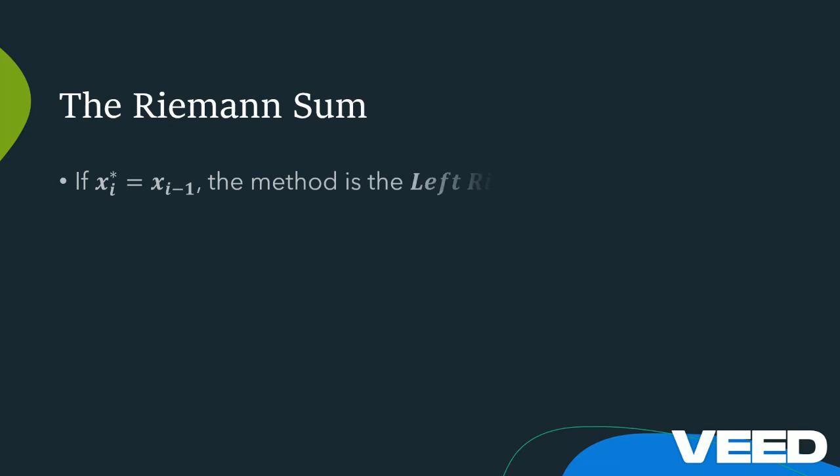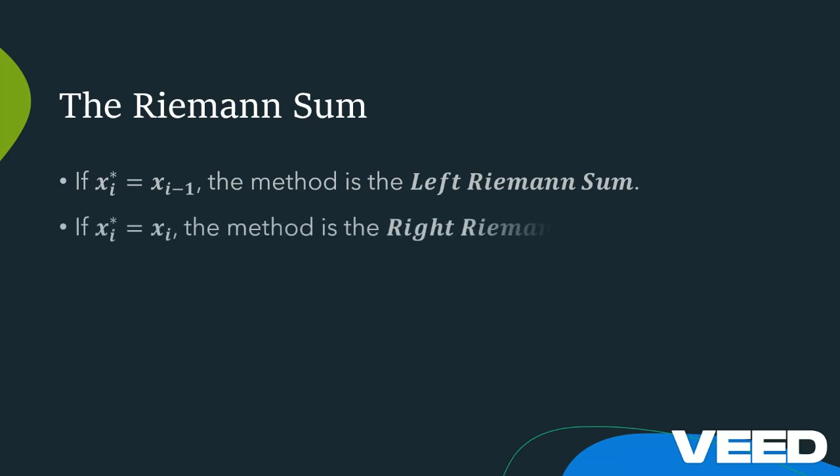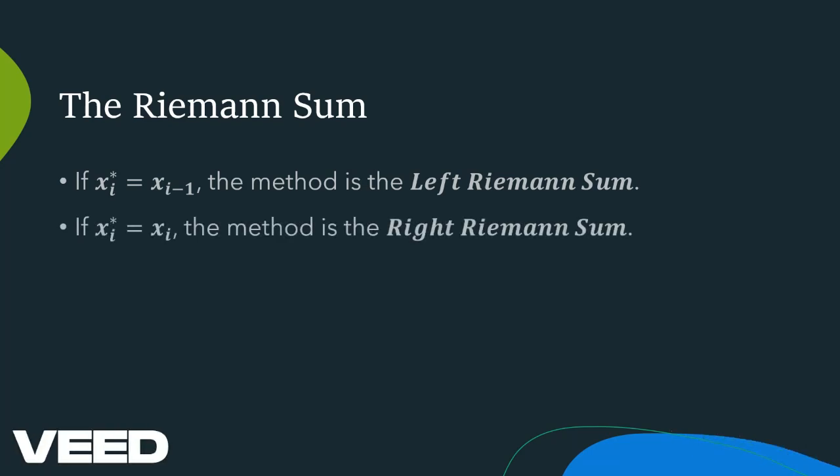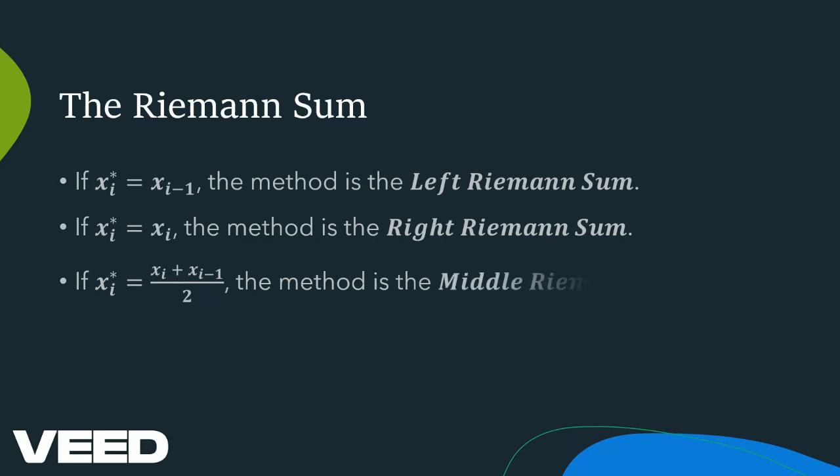The Riemann sum has three different types. The left Riemann sum is when we evaluate the function on the left of the subinterval. The right Riemann sum is when we evaluate the function on the right of the subinterval. And we could take the middle of each subinterval, and this is called the middle Riemann sum. There are other methods as well, such as the trapezoid and the upper and lower Riemann sums, but we will just consider these three methods.